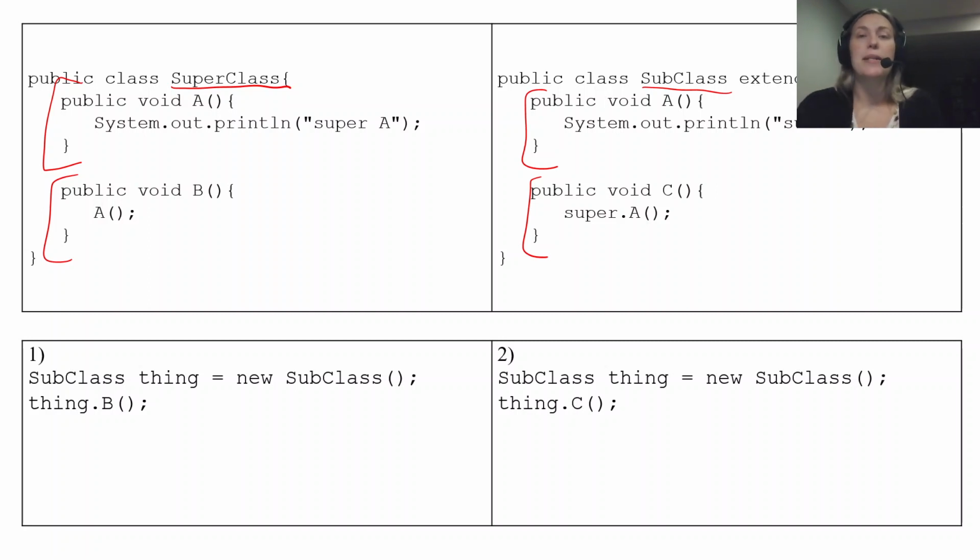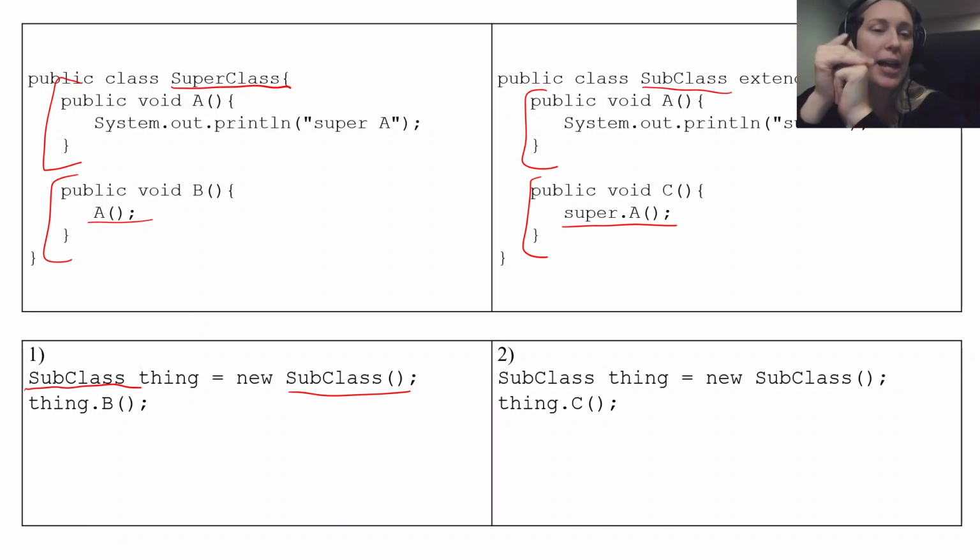So let's see what happens, because I see here I have a super.a. Here I just have a method called A. Okay. So we have a couple methods getting thrown around. So we're throwing everything. Let's see what happens with these lines of code and how it behaves. So I see I have subclass thing equals new subclass. No upcasting. Just a regular old object instantiation here. Then I have thing.b. Okay, so B.